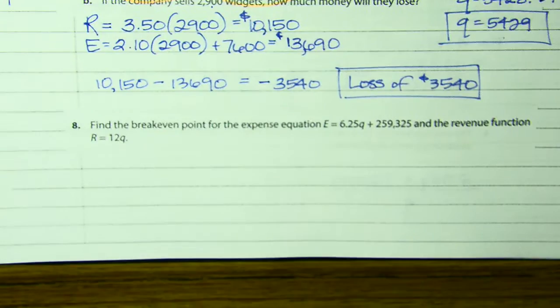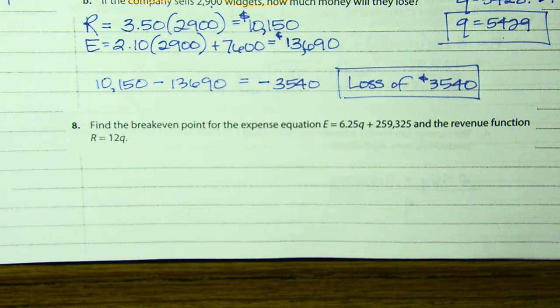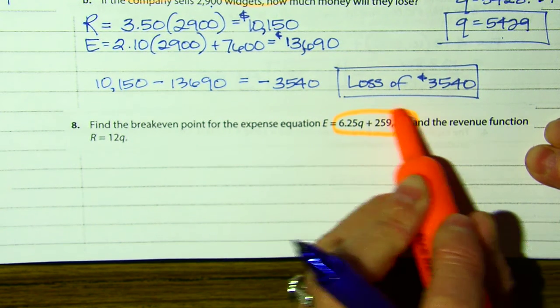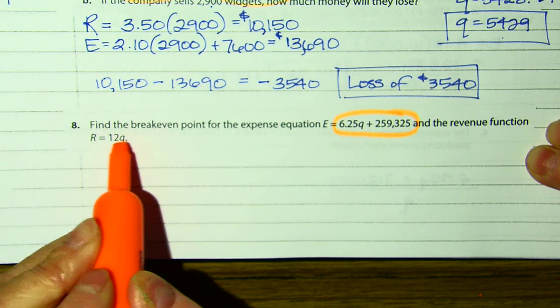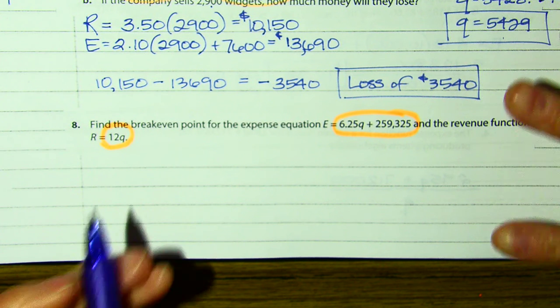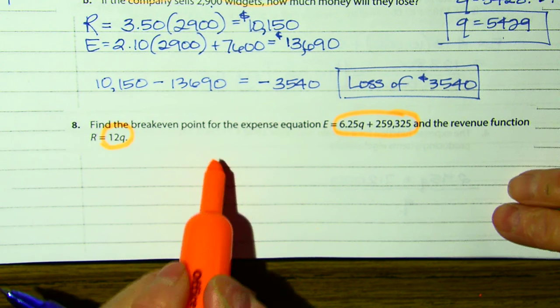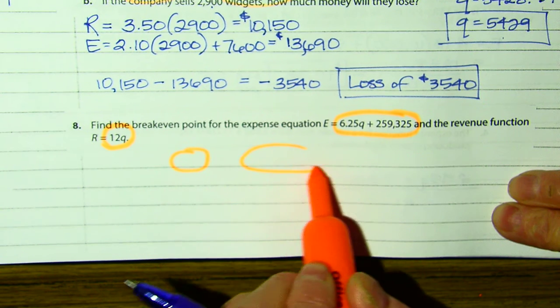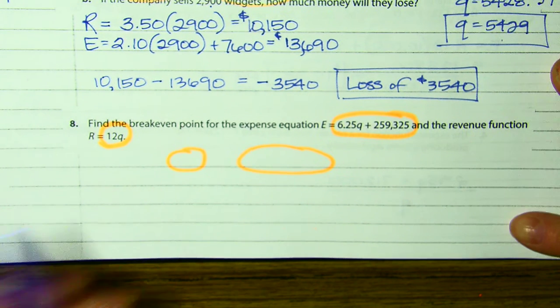Number 8, find the break-even point for the equation 6.25 times the quantity plus 259,325, and here is my revenue function. Now remember, to solve these algebraically, I'm going to set them equal to each other. So I'm going to set one orange equal to the other. And so I'm setting them equal.